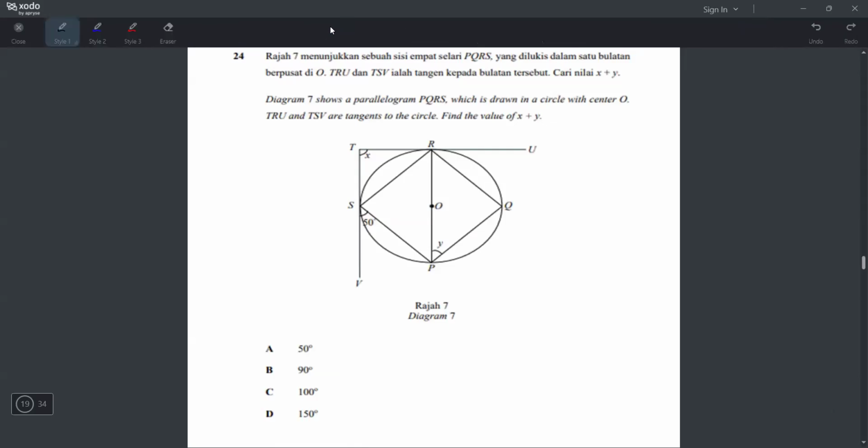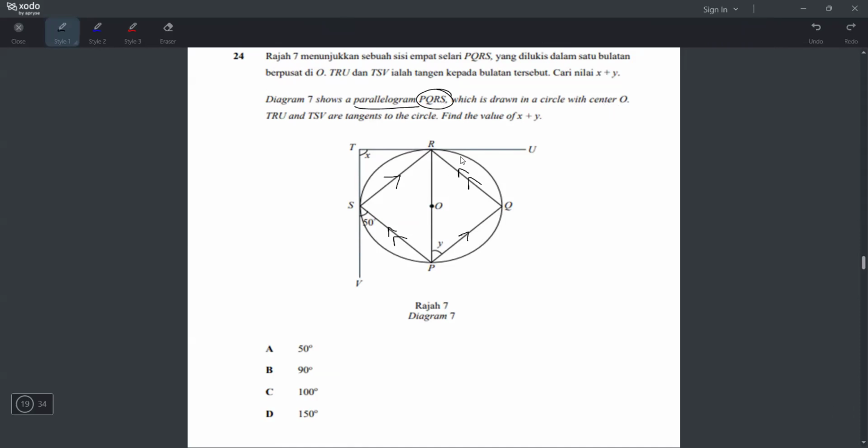Okay, let's continue. Number 24. Diagram 7 shows a parallelogram PQRS. Let's check, PQRS is a parallelogram. What's special about a parallelogram is that the opposite sides are parallel. These two sides are parallel, and the opposite sides here are also parallel. Which is drawn in a circle with center O.